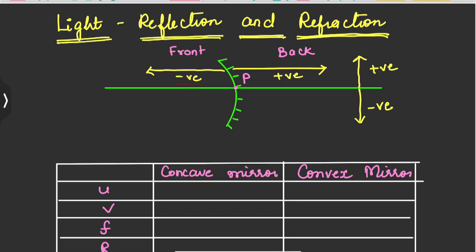Now one example we will take. I'll keep an object like this, A, B. So this is an object. Now I'll ask you at what distance the object is placed. You have to measure from the pole to the object. So you have to measure this distance. What is the sign you are going to write? Since the object is placed in front of the mirror, you have to write a negative sign. So here u indicates the distance of the object, and you will write a negative sign for that.